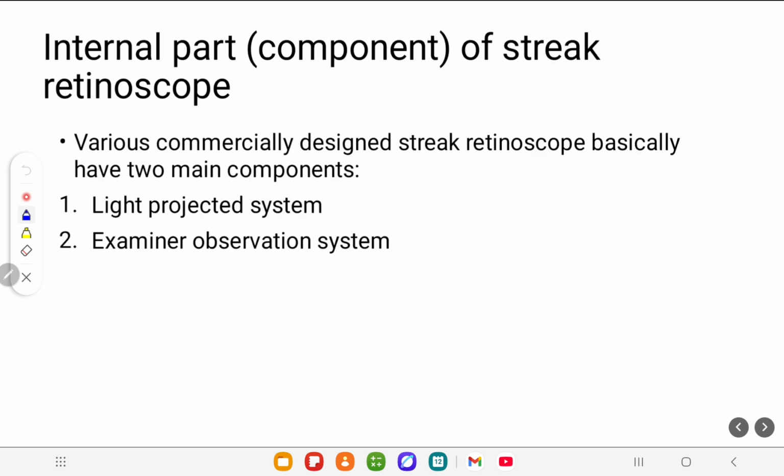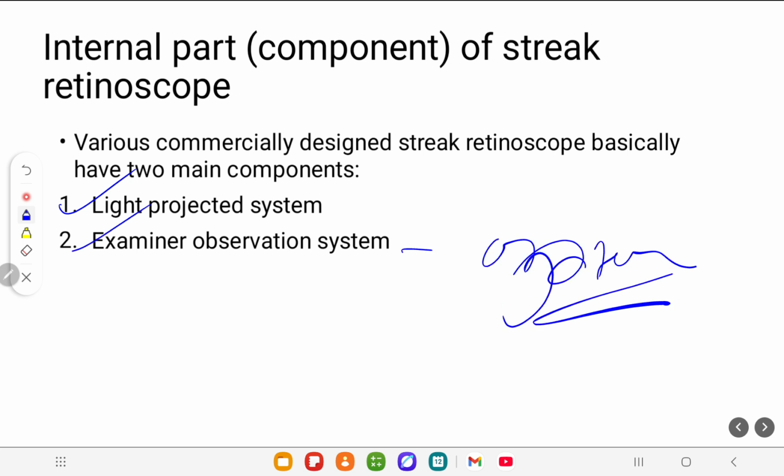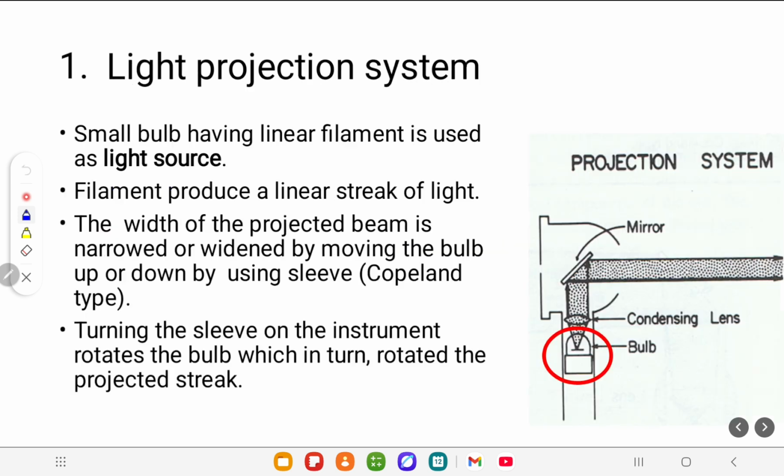Internal components of the streak retinoscope: various commercial designs of the streak retinoscope basically have two main components. What are the two main components? The light projection system and the examiner observation system. Examiner means optometrist. So, the observation system and the light projection system.